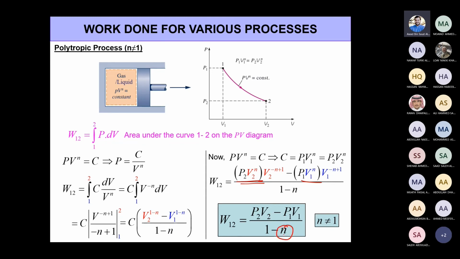Of course, n cannot be equal to 1. If n is equal to 1, then this denominator goes to zero, right? So this expression is only for situations where n is not equal to 1. And it applies to all substances, liquids, gases, anything you can imagine. An important thing is I'm not going to ask you this derivation. Derivation will not be asked, so you don't have to bother about it.